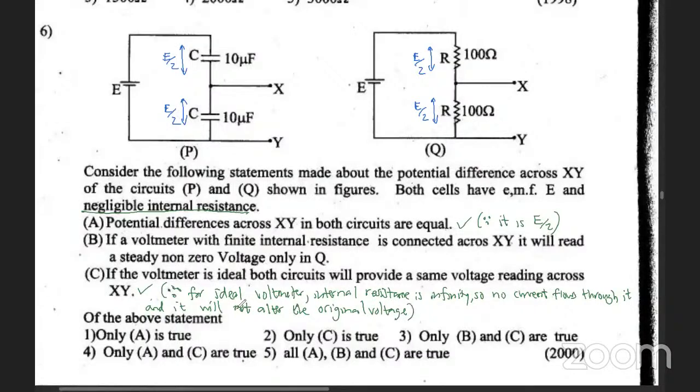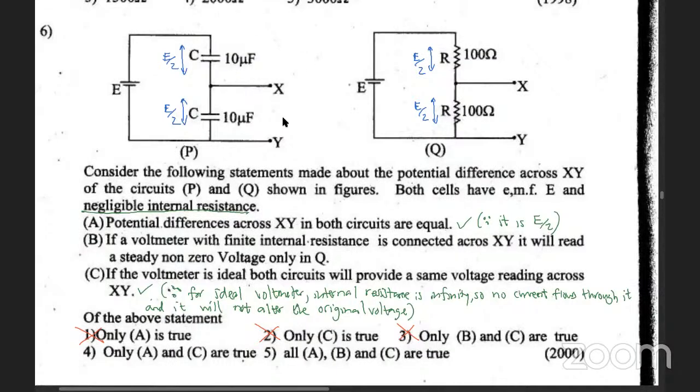So definitely A and C are correct, people. If A and C are correct, these answers are not possible. First is not possible, second is not possible, third is not possible. So it's between fourth and fifth. We have to decide B. B is also correct. I'll tell you why.